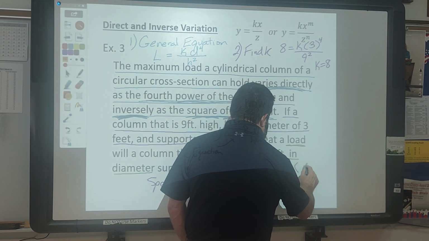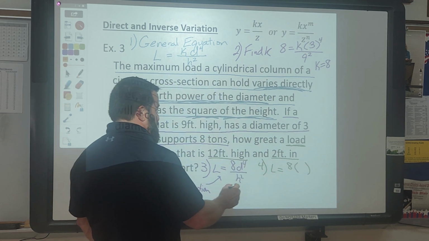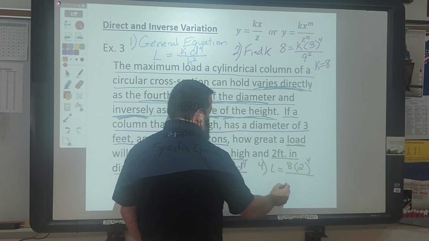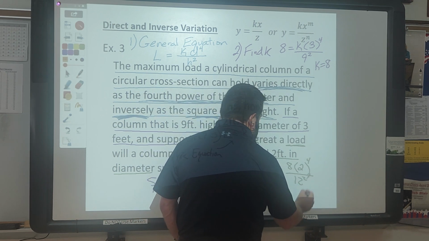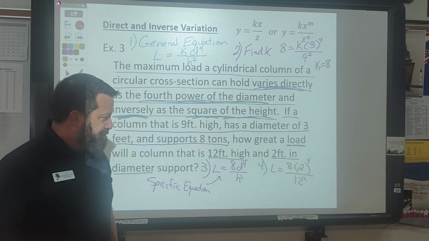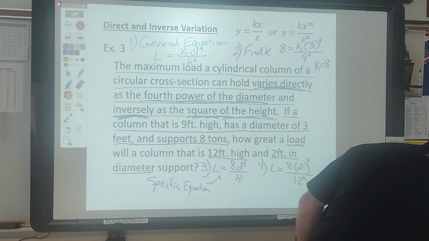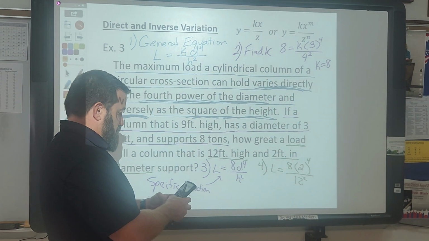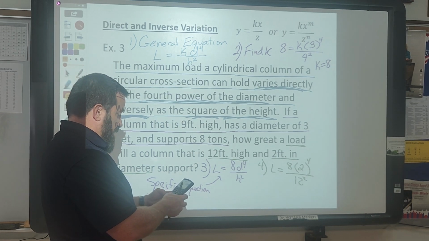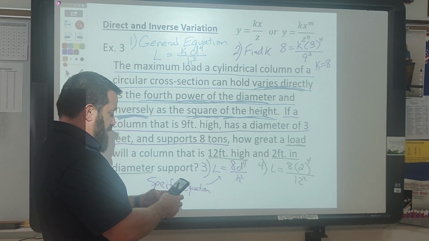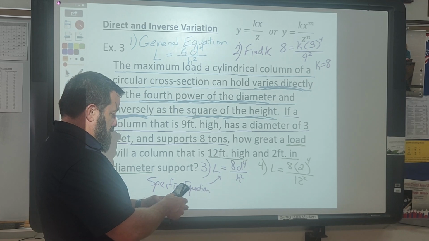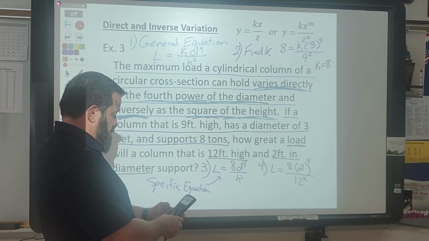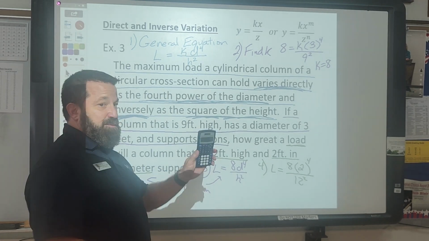So here I've got 8 times, and the diameter is now 2, so 2 to the fourth power, over the height, which is now 12, so 12 squared. Now when you put this in your calculator, you take 8 times 2 to the 4th power, and then you divide it by 12 squared. Make sure you don't type that in wrong. You're going to get a decimal, all right?